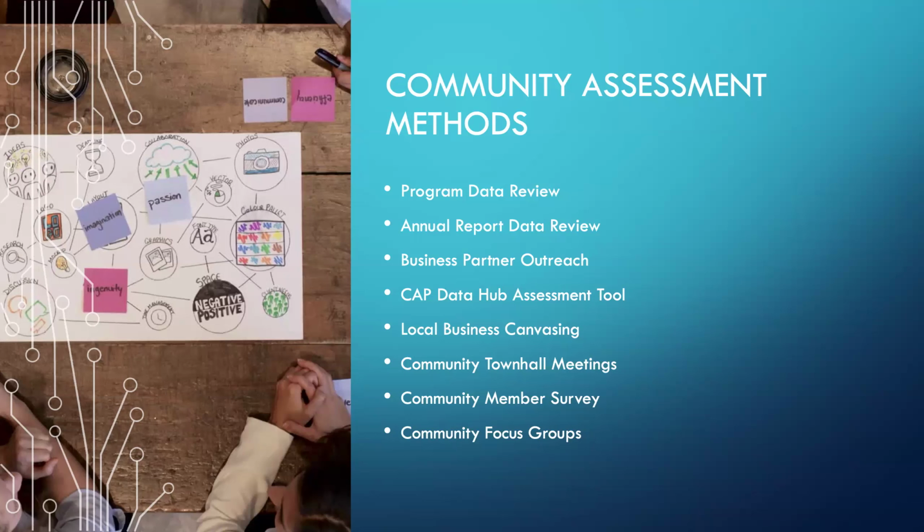So program data review is always a good start. Look back at your existing programs, see what data you have on those, and incorporate that into the assessment, along with that annual report data, so it's recorded there. Then any business partner outreach, especially if you're looking out and seeing what jobs are available these days or other opportunities with local business partners.